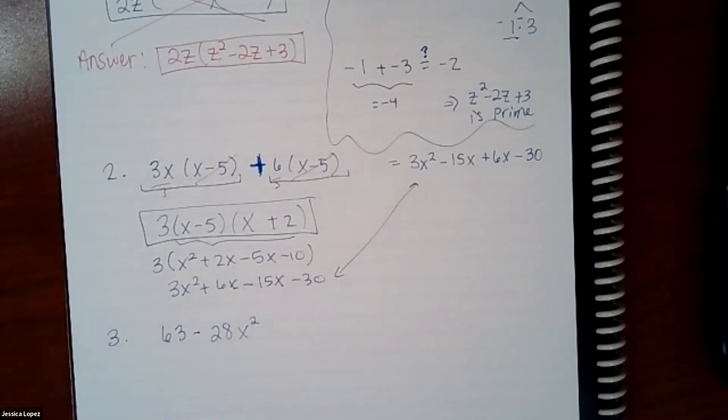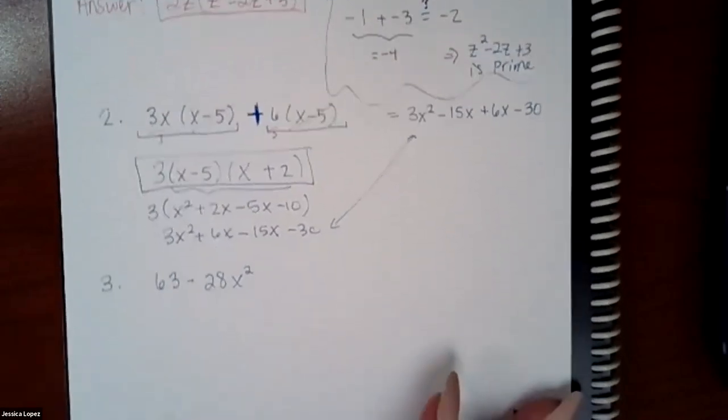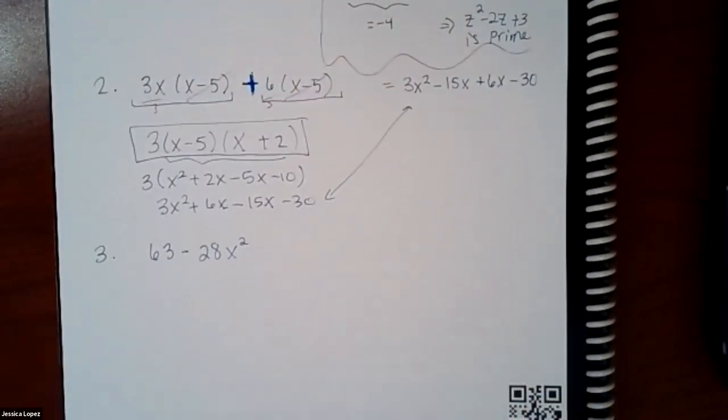So if you're great at your times tables, you might see this. You might already see what they have in common. If you're not great at your times tables, you might have to sit there with the calculator and divide 63 by a bunch of different numbers and divide 28 by a bunch of different numbers and see if there's one number that divides evenly into both of them. Does anybody know by looking at those what number it is?